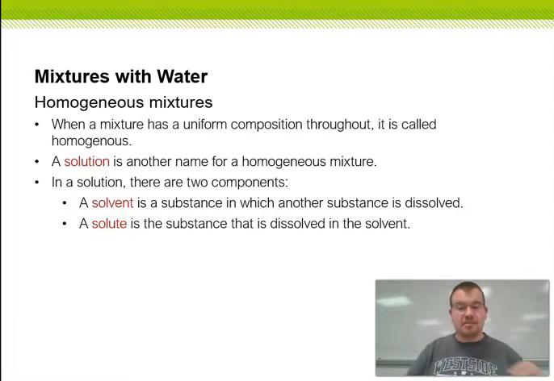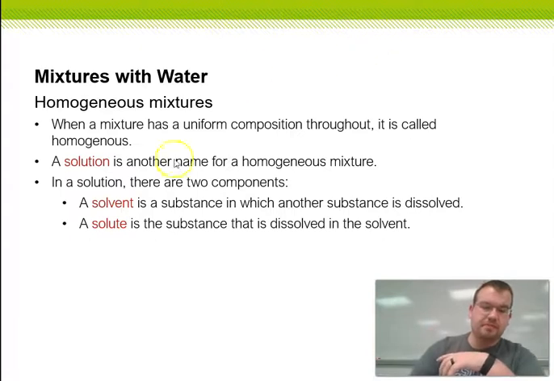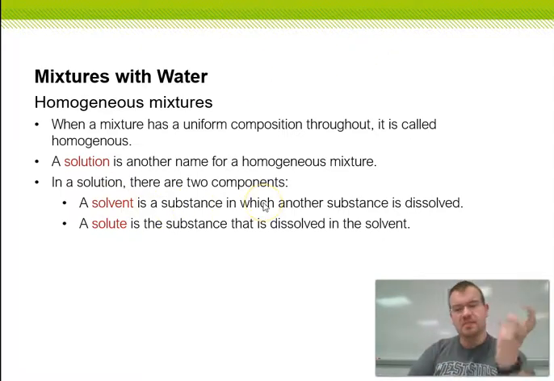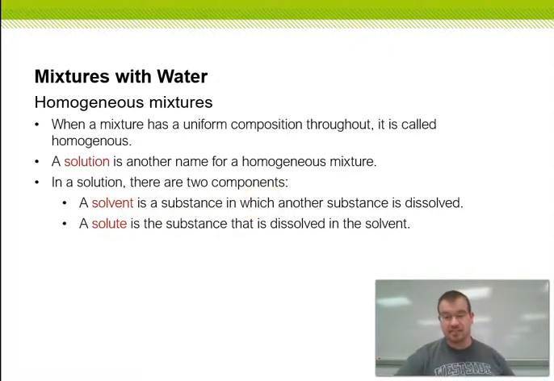Okay, now heterogeneous mixtures are also made of solvents and solutes, but it's different. Okay, they can separate out. But these solvents and solutes, the solvent is just like you see here. It's the substance in which another substance is dissolved. So it's kind of the thing that takes it in and spreads it out. And then a solute is the substance that is dissolved in the solvent. Okay, that's really big and really important.